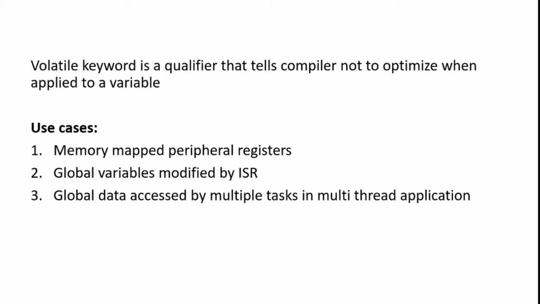There are three use cases which I listed. It is used with memory mapped peripheral registers, because values on those registers are updated very frequently. The second one is global variables modified by an ISR. And the third one is if data is shared between tasks in multi-threaded applications. So let us see a use case.